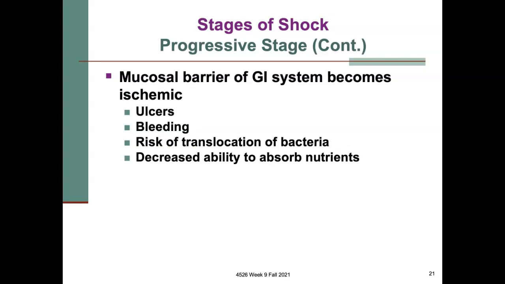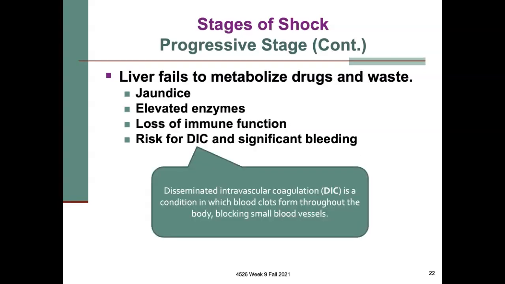So the GI system is also affected as the blood supply to the GI tract is decreased. The normally protective mucosal barrier becomes ischemic, and this ischemia predisposes the patient to erosive ulcers and GI bleeding. And so that increases the potential risk for bacterial translocation from the GI tract to the blood, increasing the risk of septicemia. And also the decrease in perfusion to the GI tract also leads to a decrease in the ability to absorb nutrients. Other systems are also affected by the sustained hypoperfusion in this stage of the shock.